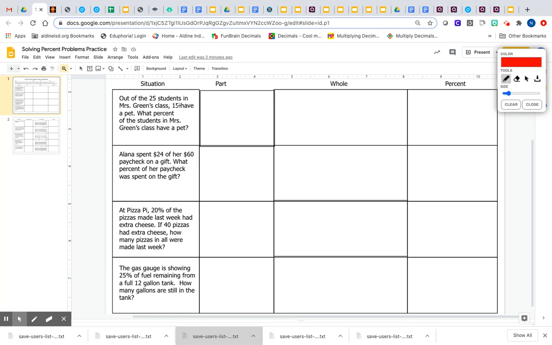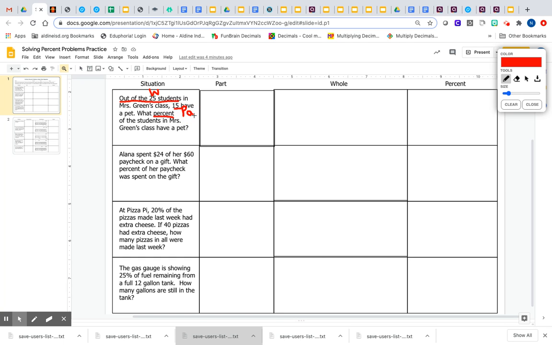So I'm going to start off with this problem right here. It says out of 25 students in Mrs. Green's class, 15 have a pet. So the question asks, what percent of students in Mrs. Green's class have a pet? Okay, so let me read it again. It says out of 25 students, so that means out of all of her students, which lets me know that that could be my whole, only 15 of them have a pet.